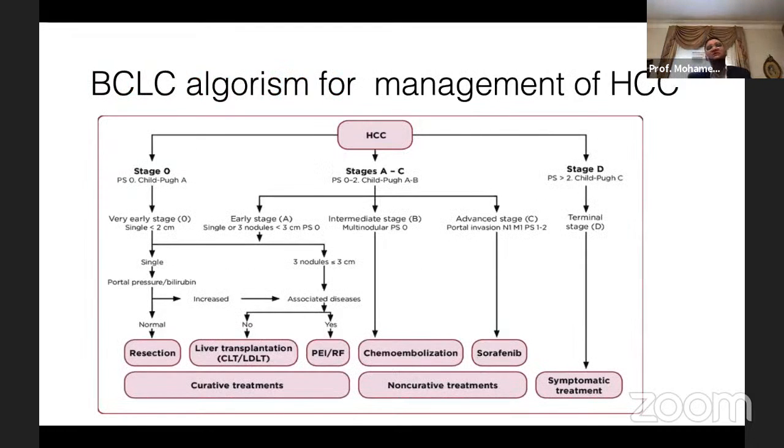As we show in this algorithm, which is from the Barcelona Clinic Liver Cancer Study Group, one of the most famous guidelines for management of HCC, a patient with HCC and tumor thrombus is considered advanced stage, with the only or main line of management for them being Sorafenib.